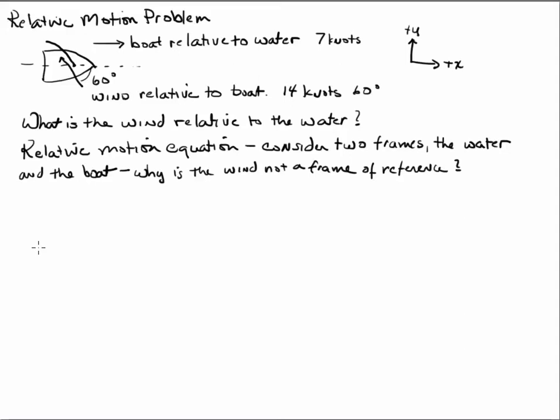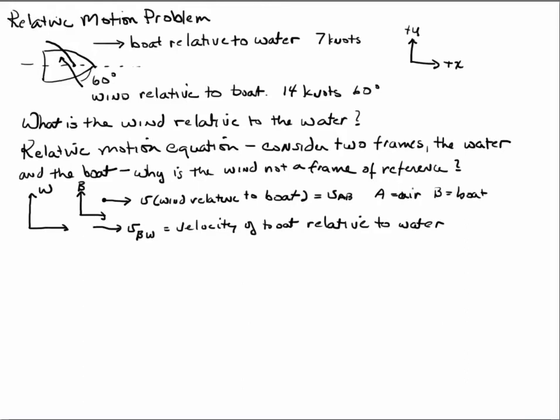So first question I want to ask you is, why is the wind not a frame of reference? Why can't I say the boat and the wind, or the wind and the water? Well, the simple answer is I could, but the fact is that what we're after is to find out what the wind's velocity is relative to the boat. And so the wind is our unknown.